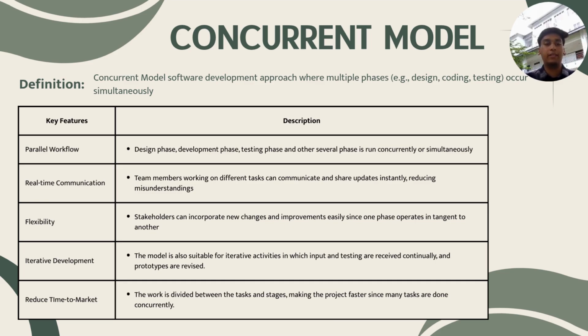And next we have iterative development, where the model is also suitable for iterative activities, in which input and testing are received continually and prototypes are revised. And lastly, we have reduced time to market, where the work is divided between tasks and stages, making the project faster since many tasks are done concurrently.